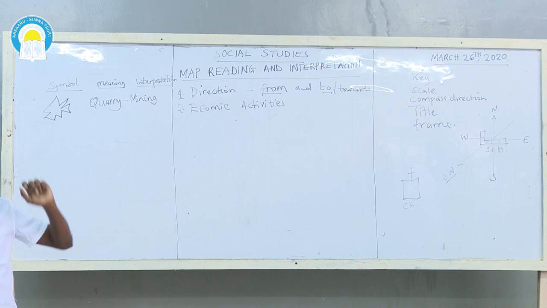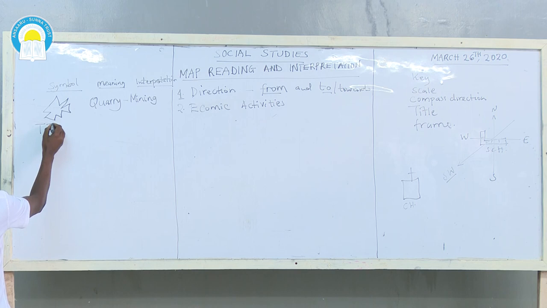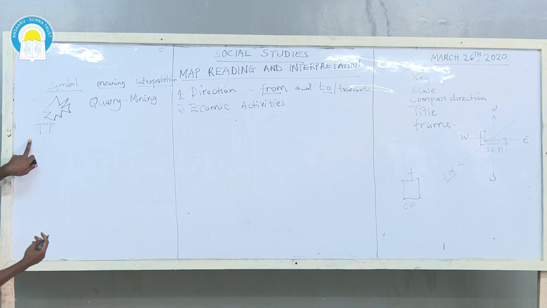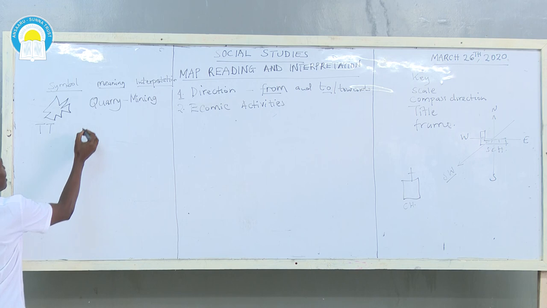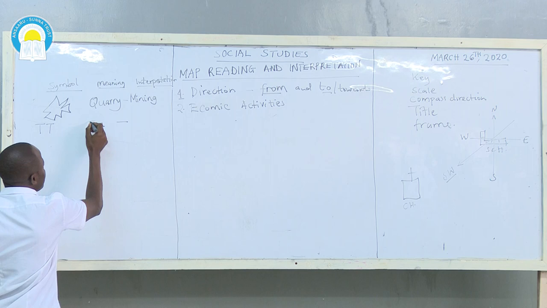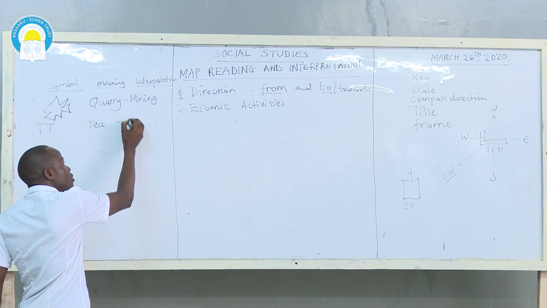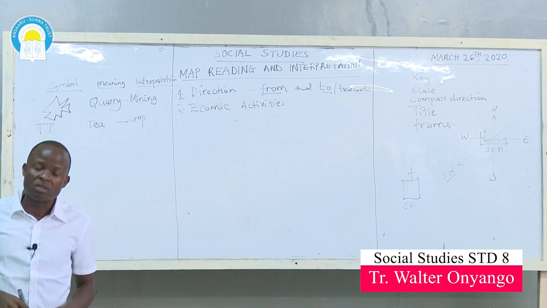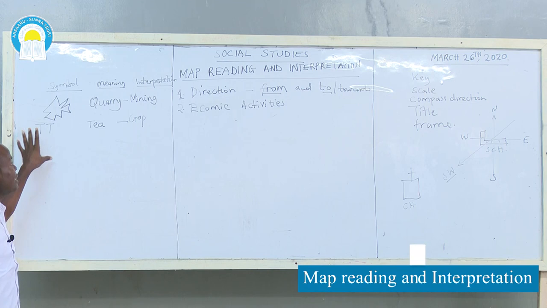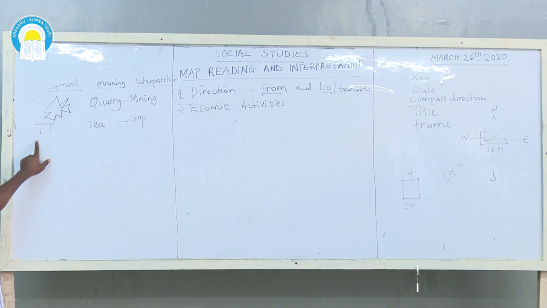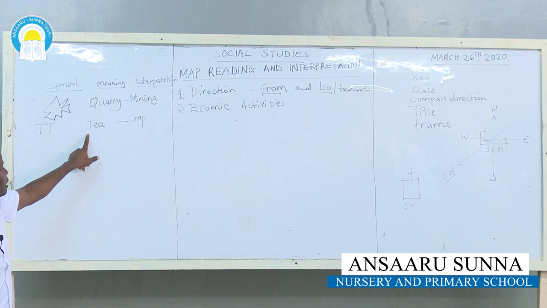Then another symbol that you may get is the capital T. When you go to the key, they tell you that it represents tea. So when we see T, it means that there is crop farming in this area. These people grow some crops. They can also use other symbols to represent other crops, for example, capital C to show coffee, meaning there is coffee farming going on here.